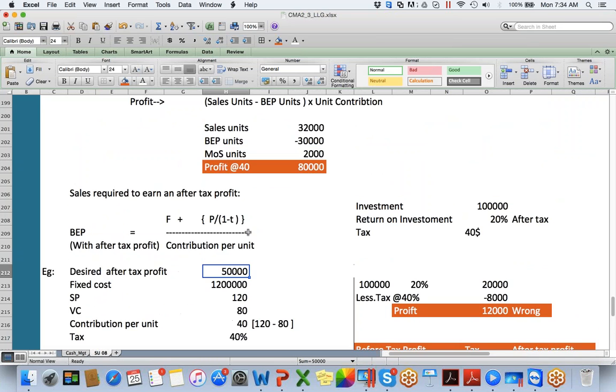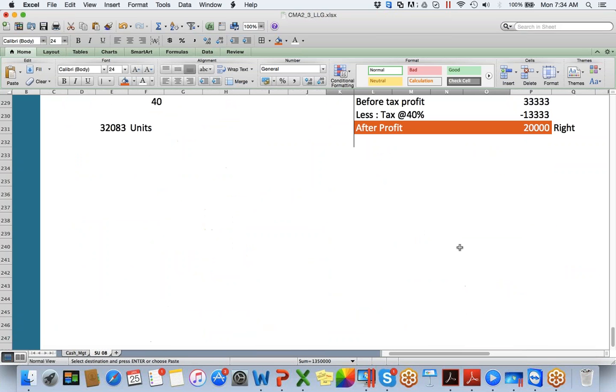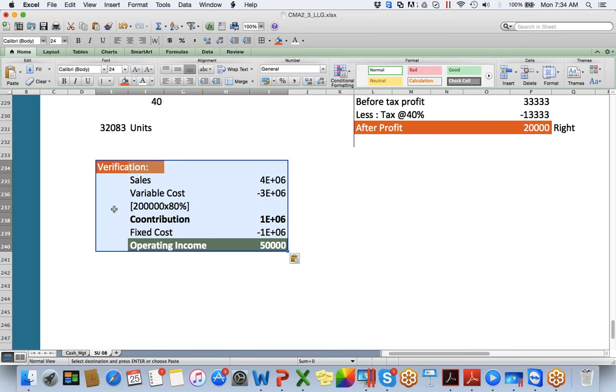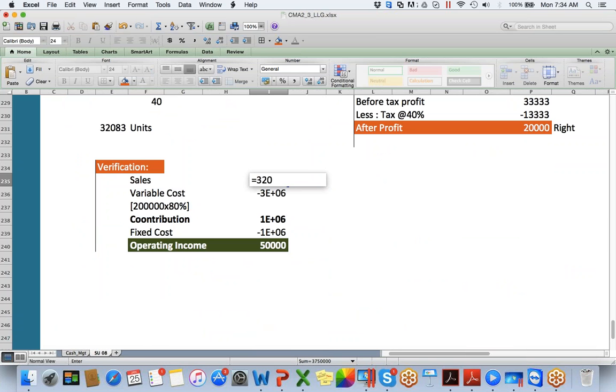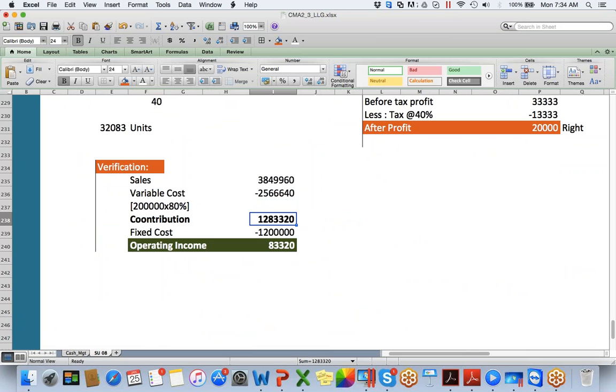What is the proof? Let us do some verification. Okay, yeah, verification. What is the sale here? Sales are how many units? 32,083 times what is the selling price? 120 minus 32,083 times 80 is my variable cost, and the contribution is 1,283,320.